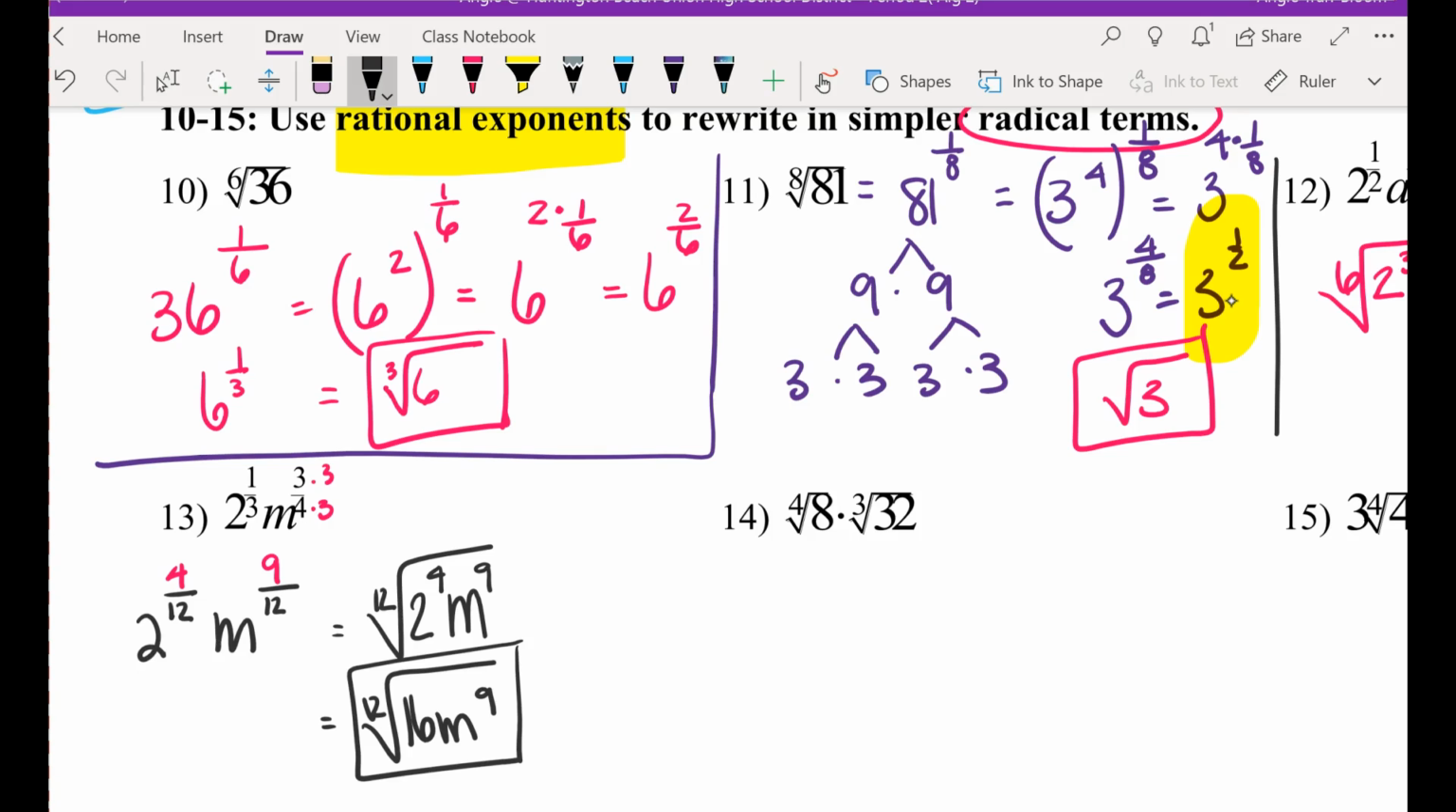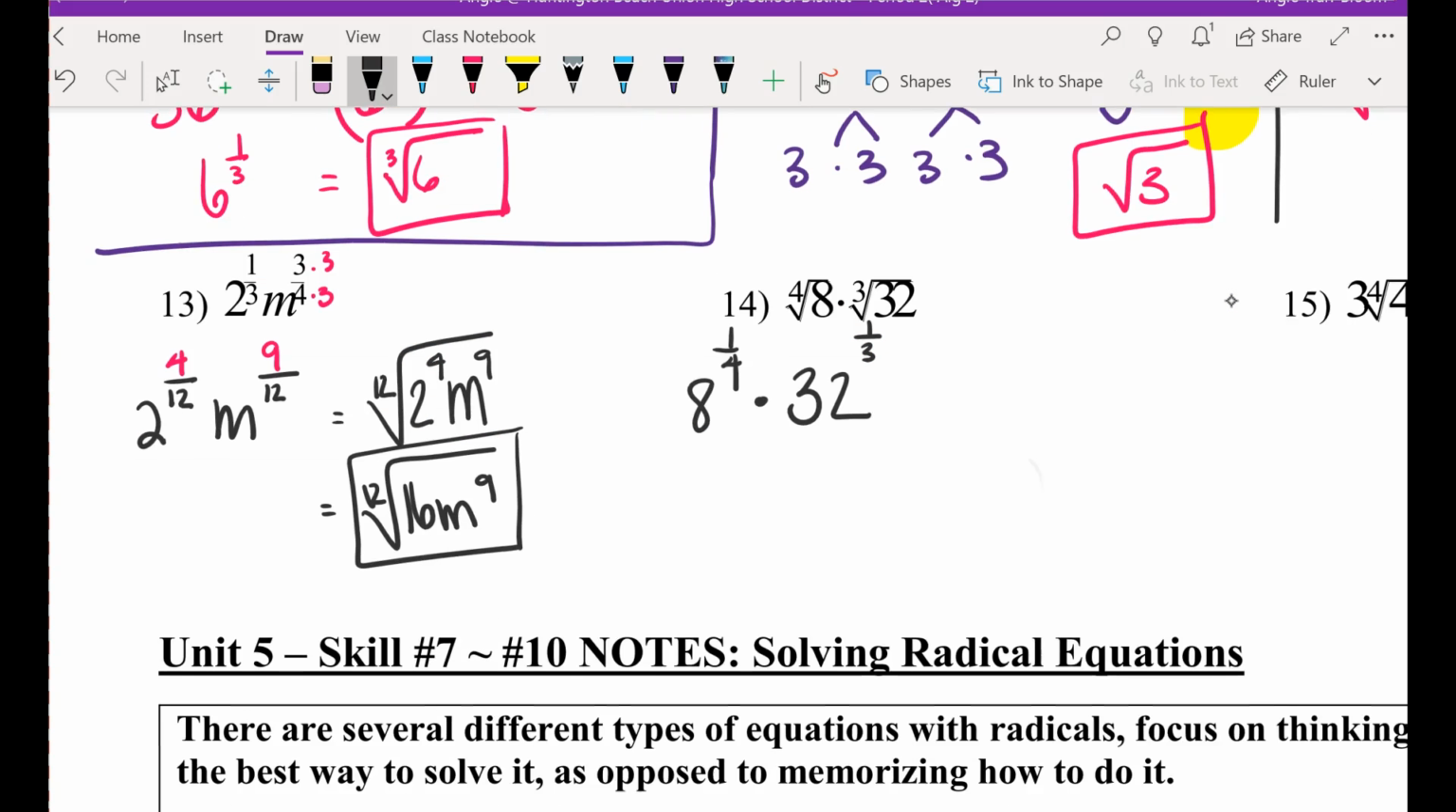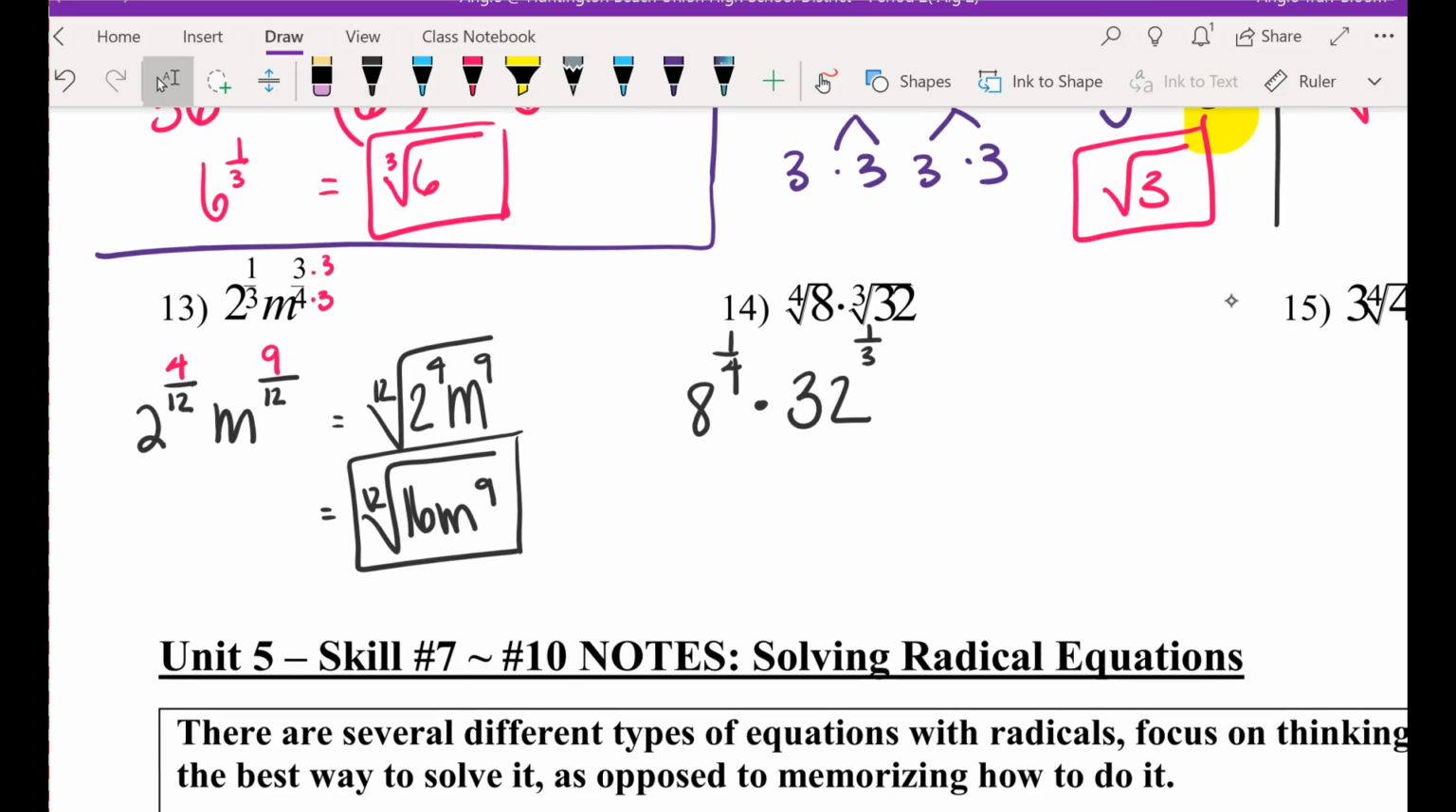How would you write the 8 in rational form? 8 to the power of 1/4 times 32 to the power of 1/3. Well, look, 8 and 32. They're the bases, and they're not the same bases. Is it possible for us to factor both of those bases out? Is 8 factorable? Think about it.